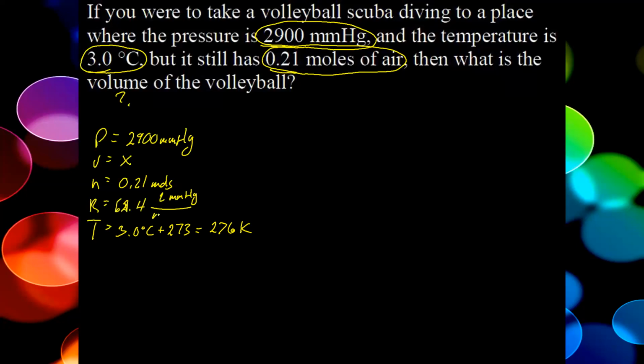Liters, millimeters of mercury, mole K. So use your R that matches the pressure. Only if you're looking for the pressure do you get a choice of R. You've got to make certain those pressure labels match. So PV equals nRT. So the volume's going to be n times R times T divided by P.